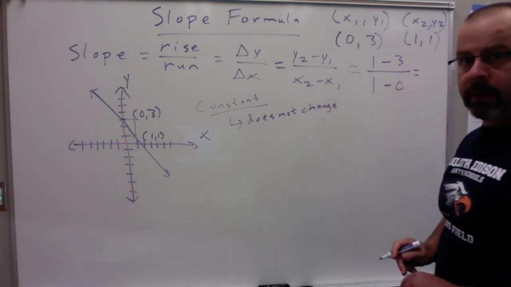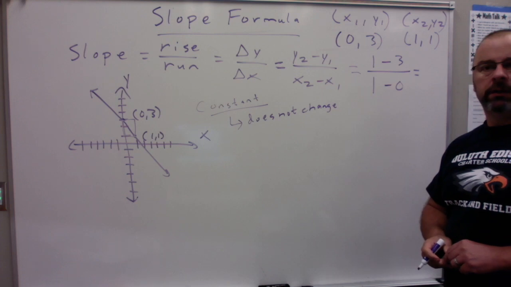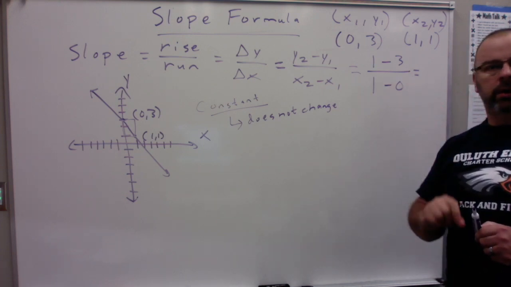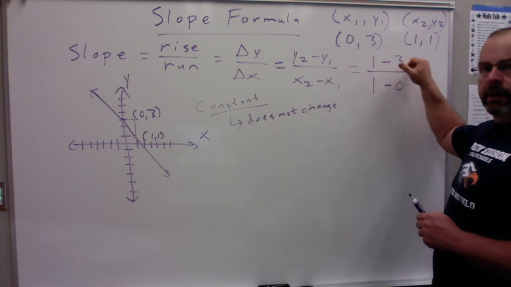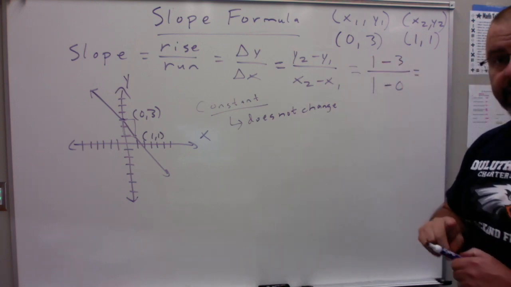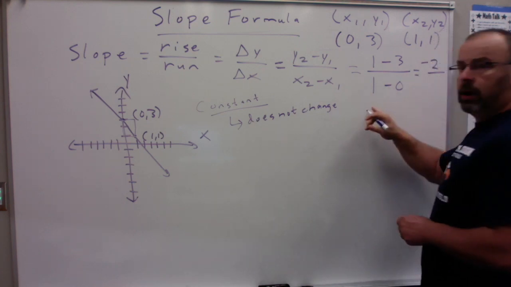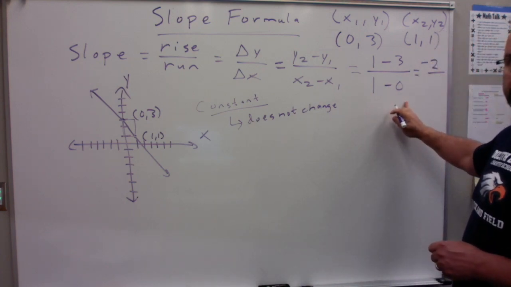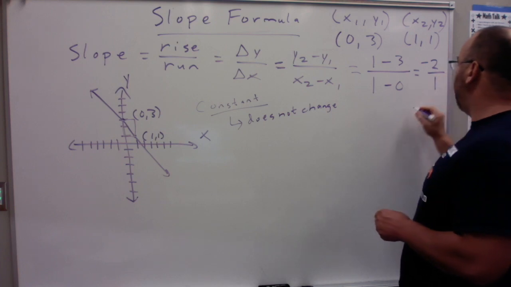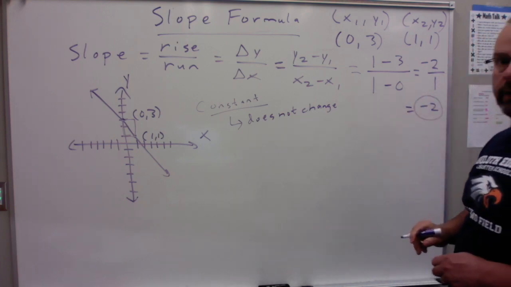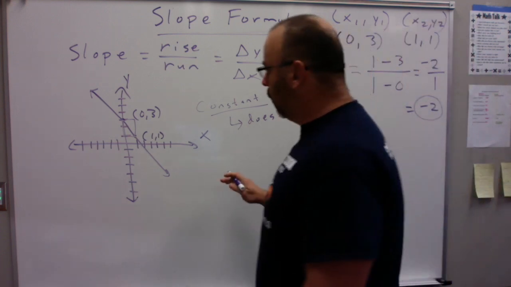So 1 minus 3, that's 2, right? 1 minus 3 is 2? No. A smaller number minus a bigger number is negative. So remember, this is a negative 2, all over 1 take away 0, 1 take away nothing is 1. So this is negative 2. The slope is negative.